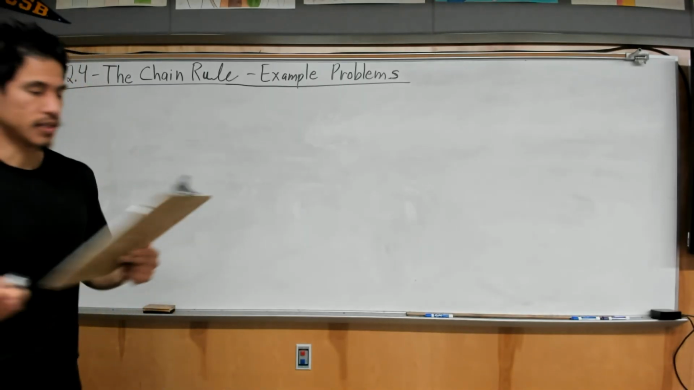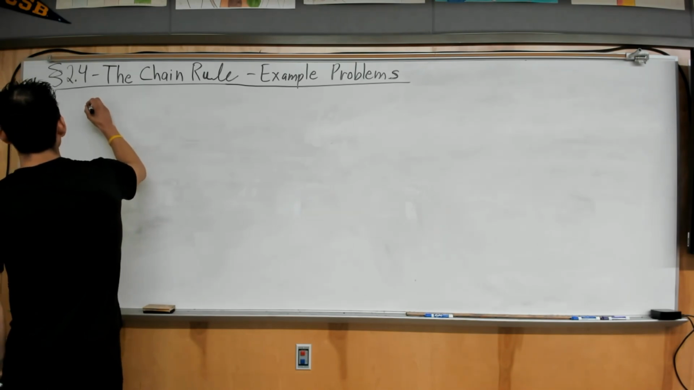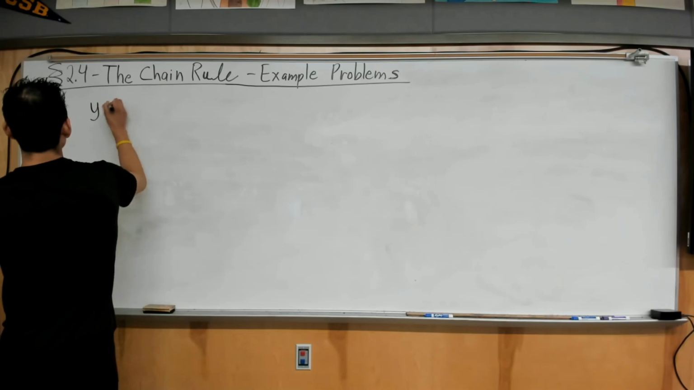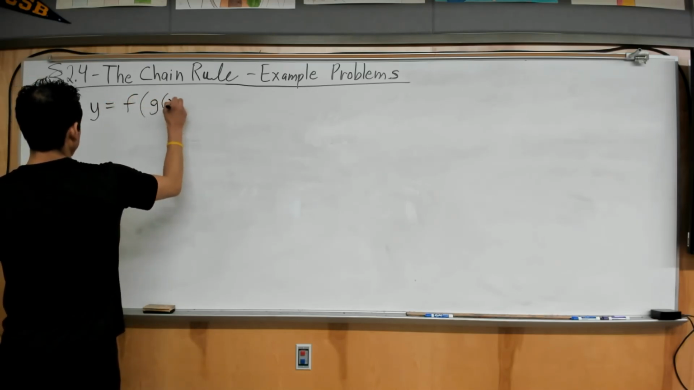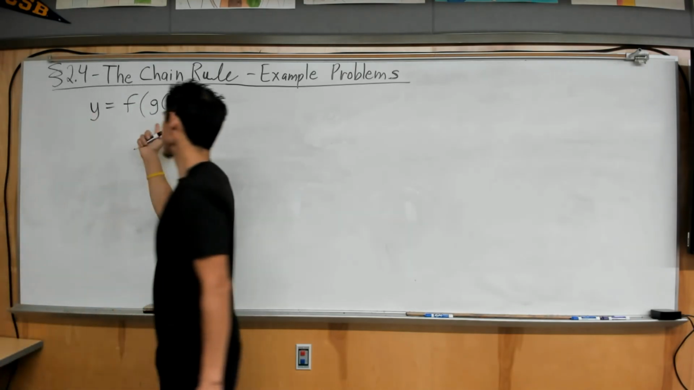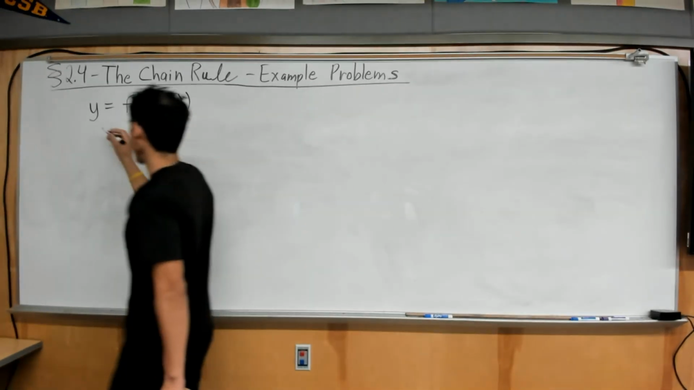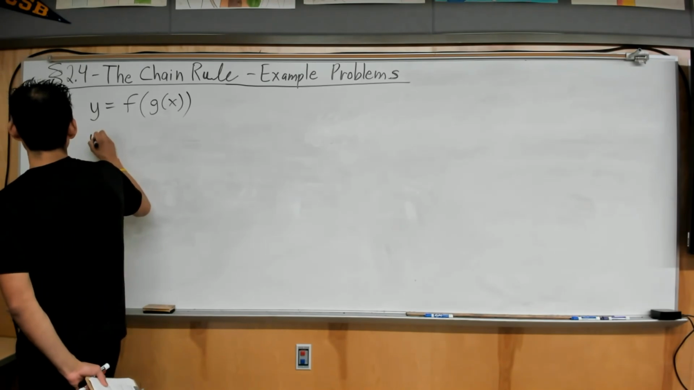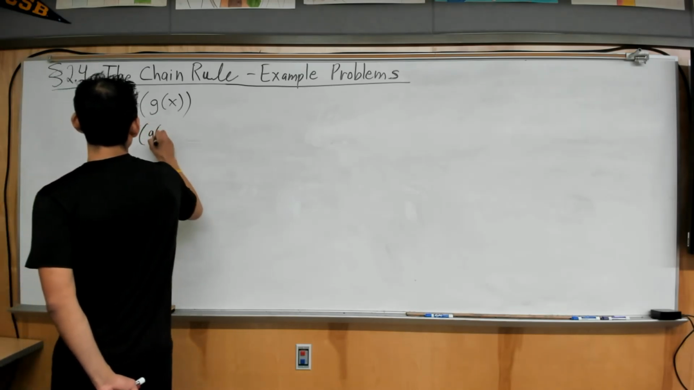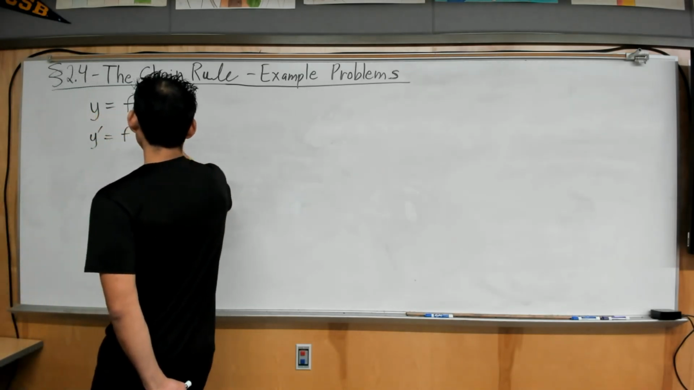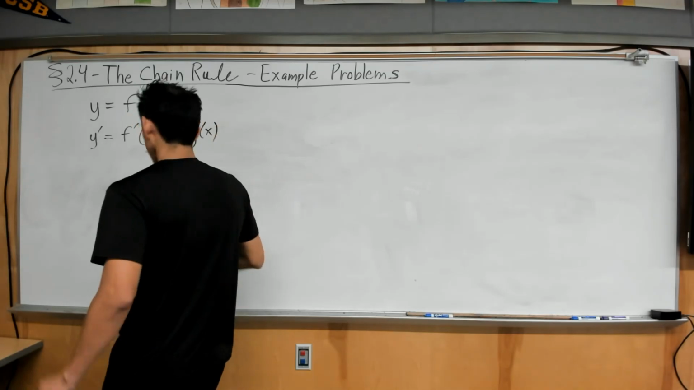So the chain rule basically says this. If you have a function of a function, or a composite function, so there's a function within the function, and you want to find the derivative of y, you're going to need to take the derivative of f, leaving the g or inside part by itself, and then you're going to multiply it by g prime of x.